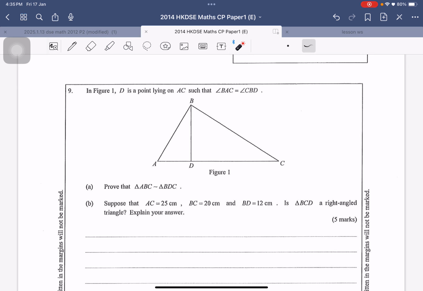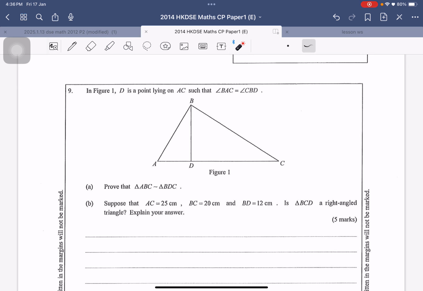Look here, in triangle ABC, you wrote AB squared plus 20 squared equals 25 squared. Why can you say that? Pythagoras theorem. But you read the question, all of you read the question together. In figure 1, B is a point on line AC such that angle BAC equals angle CBD. AC equals 25, BC equals 20, BD equals 12.